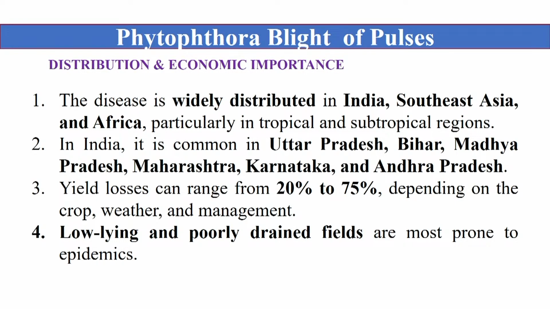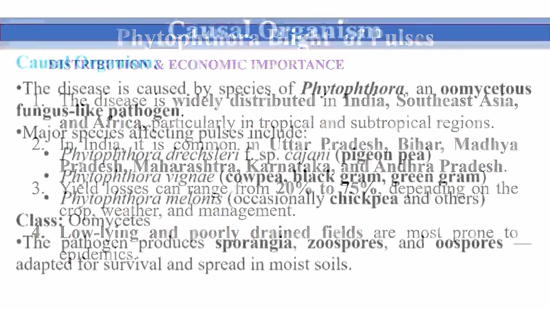And in India it is common in Uttar Pradesh, Bihar, Madhya Pradesh, Maharashtra, Karnataka and Andhra Pradesh and some other parts also. The yield loss ranges between 20 to 75%, depending on the crop, weather as well as management practices. Low-lying and poorly drained fields are most prone to epidemics of this disease.